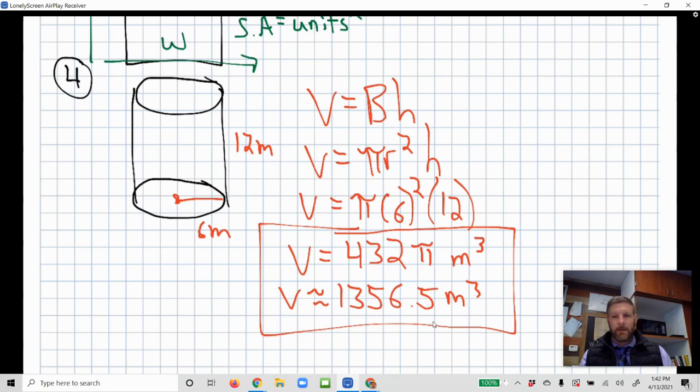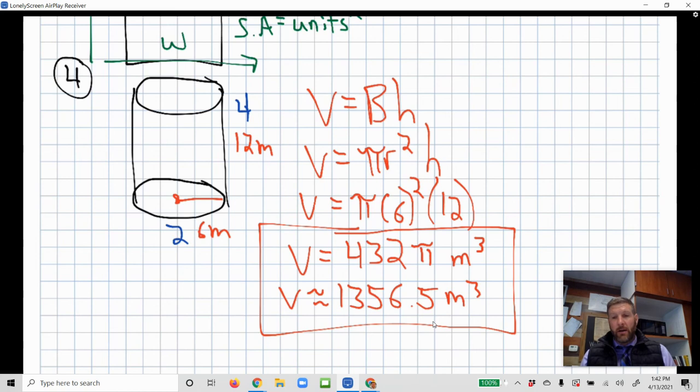Alrighty, now the second part of this question, just to see it in action, is what would happen if the dimensions were reduced by a third? So what would happen if instead of 12, this was actually just 4? And what would happen if the radius instead of 6 was actually just 2? So they were each a third smaller.